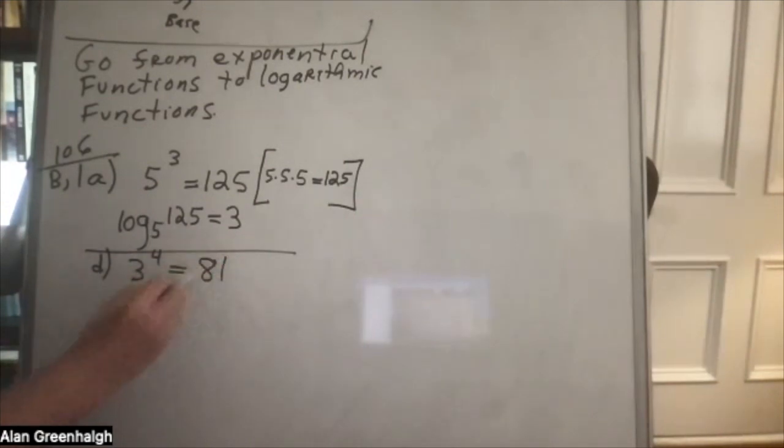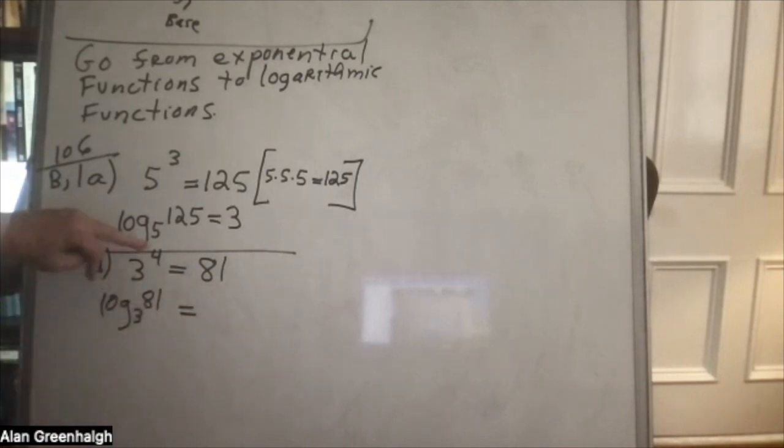So here's another example. I'm going to do this with you again. So the log, in this case, to the base 3, the argument is 81, and the exponent is the answer, and that's 4. Going from an exponential function to a logarithmic function.